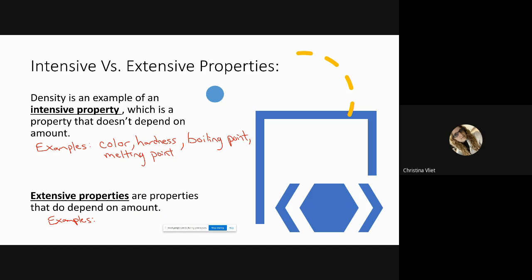Extensive properties: if I cut a small piece of my jacket or my sweater, or I have the full sweater, what would change if I have just a small piece that I cut off versus the whole sweater? What would change? The size. And so measurements we can take for that are the mass and the volume. So examples include mass, volume, anything that changes when I increase the amount.